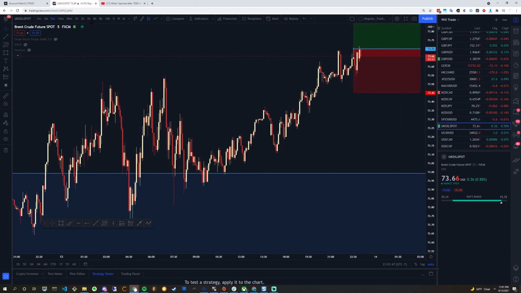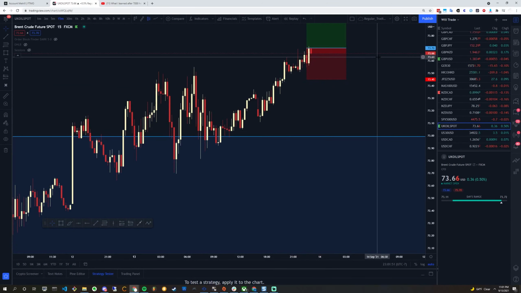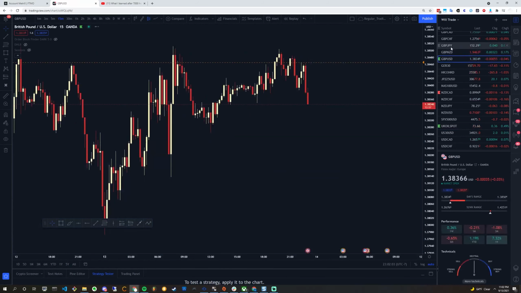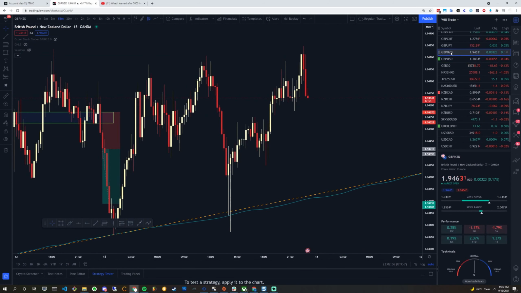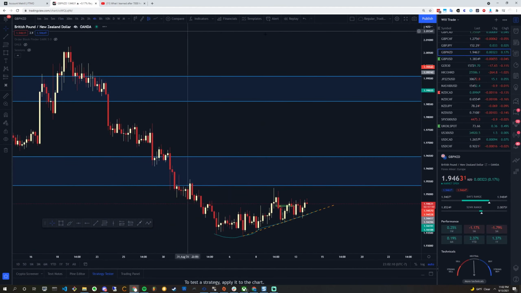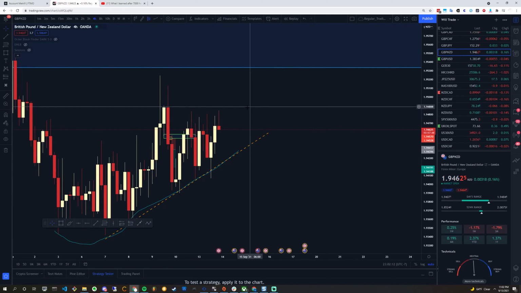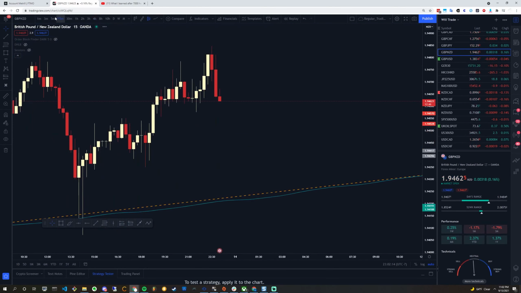Oh, okay. UK Oil wants to do something strange right now. That's okay, you want to make a pullback. That's cool. Whatever you need to do, UK Oil. Is Pound New Zealand selling this trend line again? I can milk it again. We can take another one off.